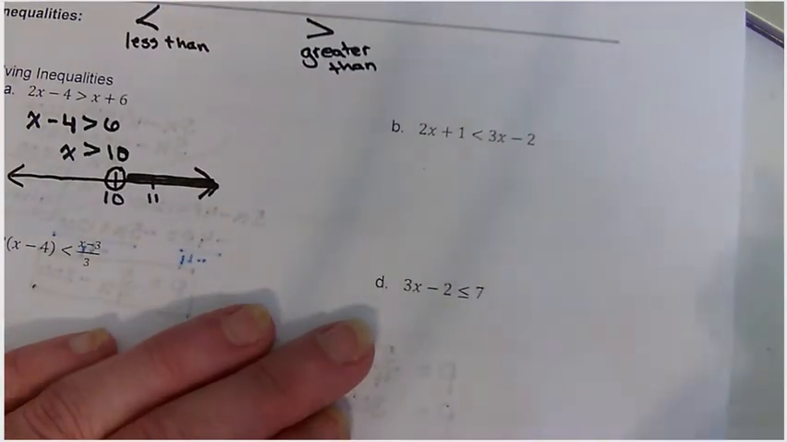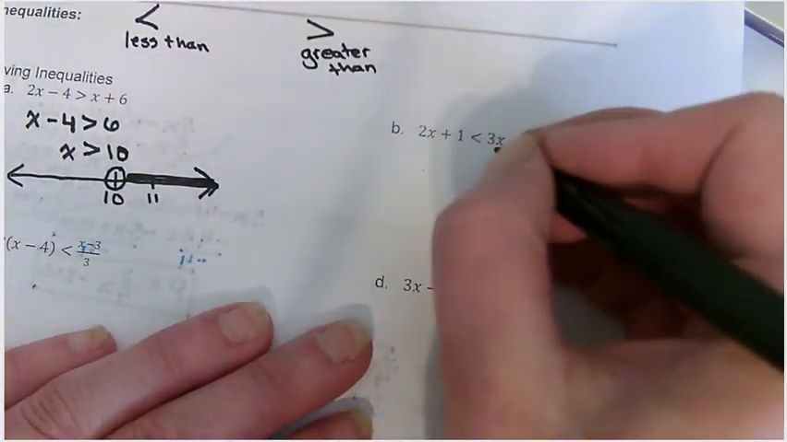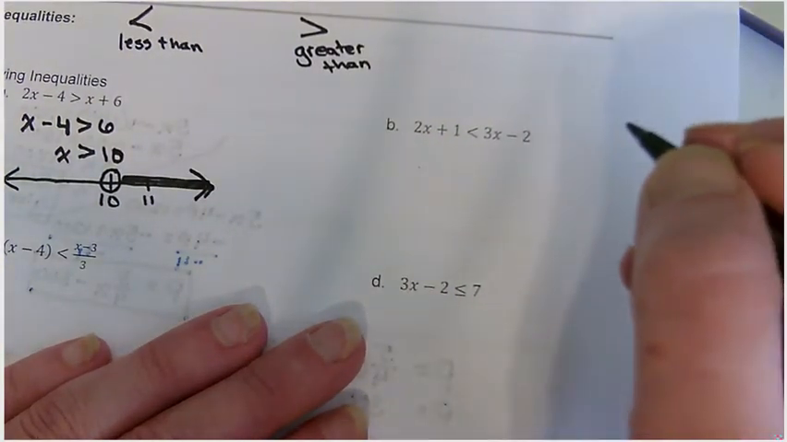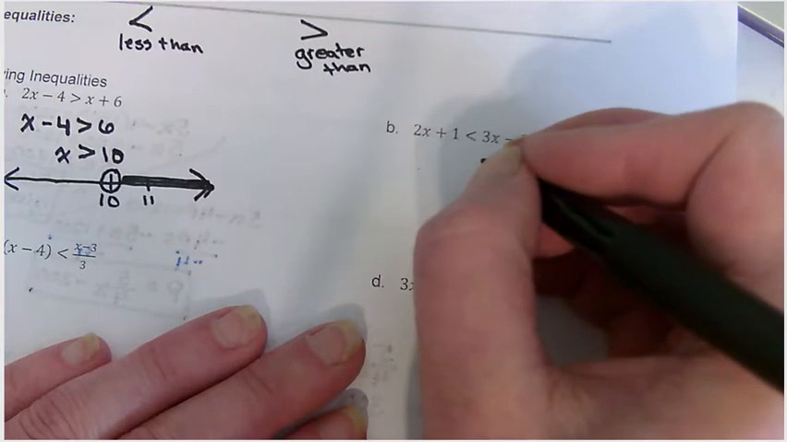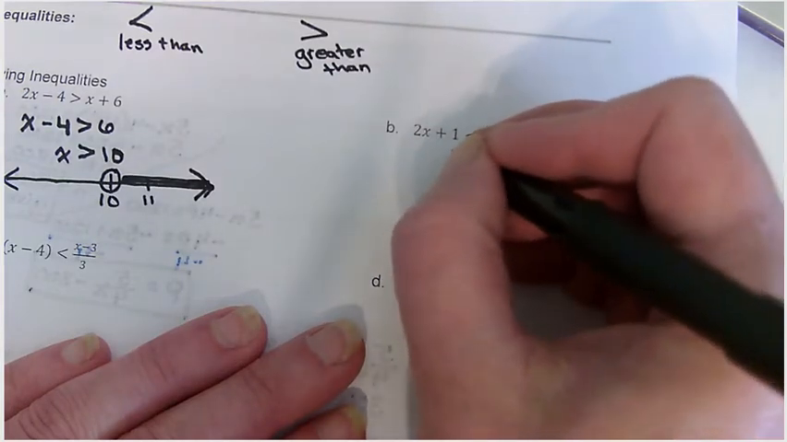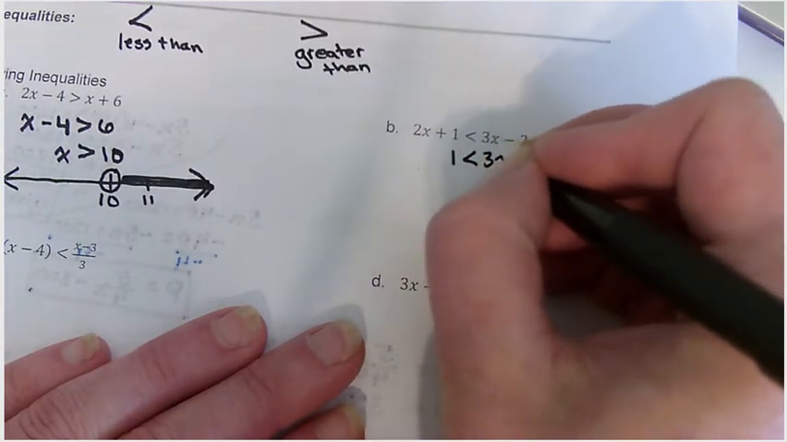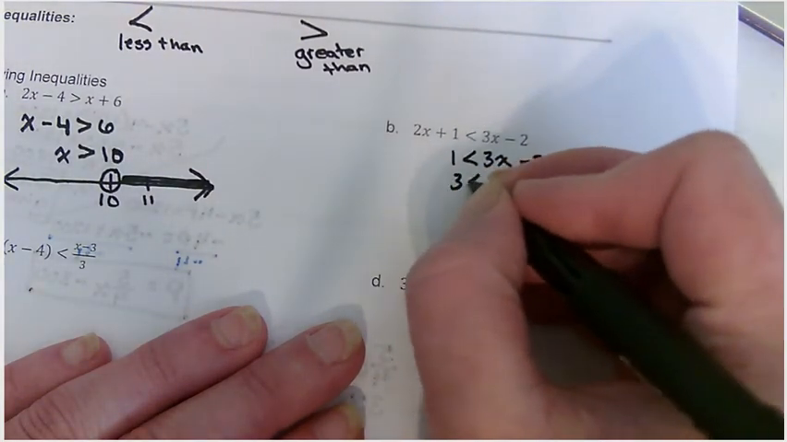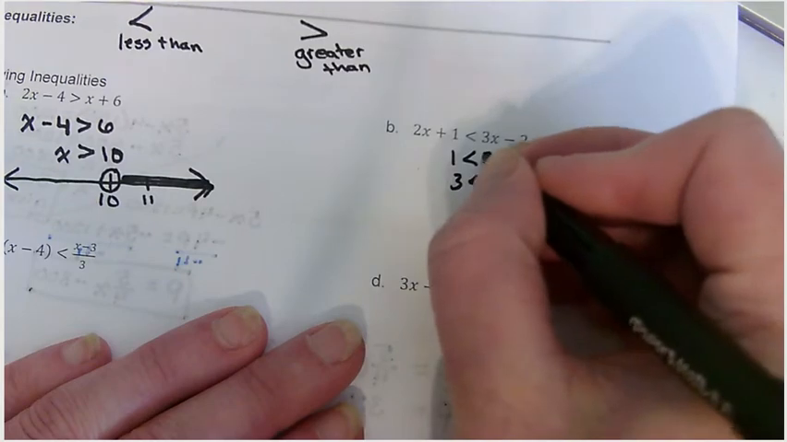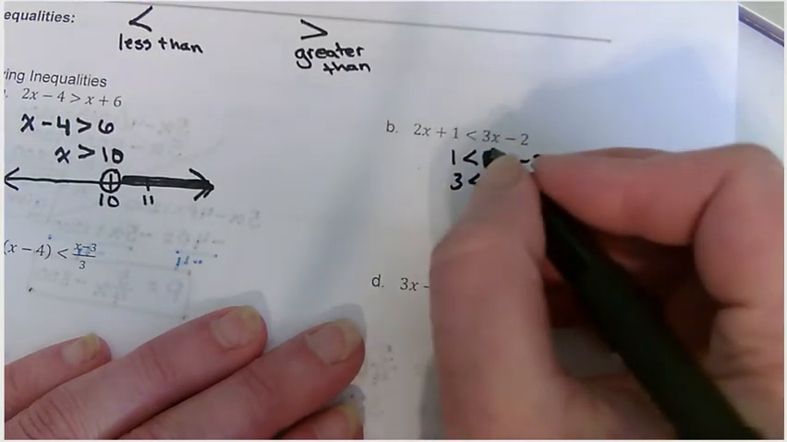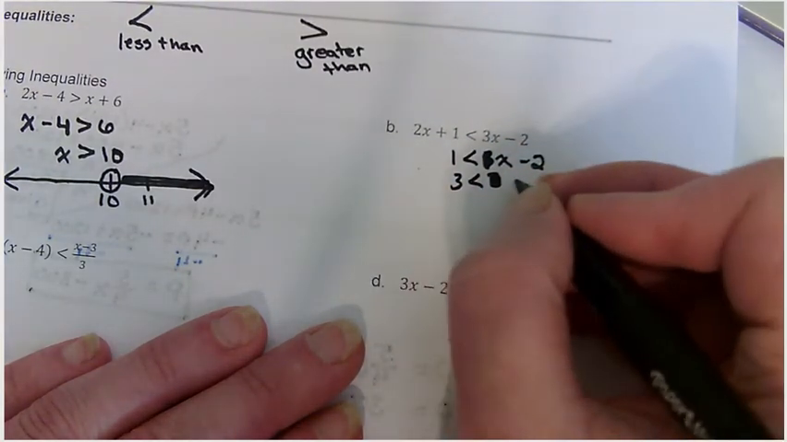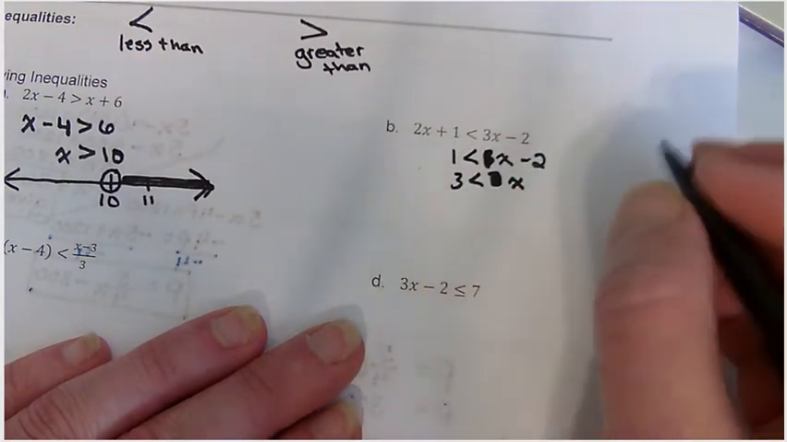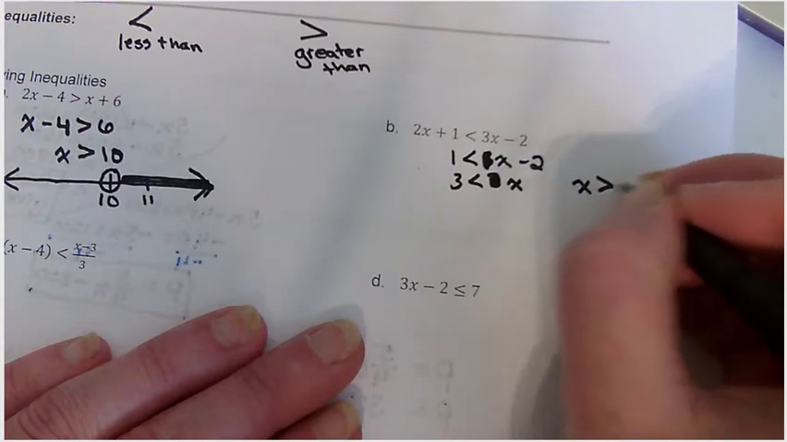Okay, next one. Let's see. I'm going to subtract 2x from each side and get 1 is less than 3x minus 2. Add the 2, I get 3 is less than, oh, that wouldn't be a 3 anymore, would it? If I subtract 2x from 3x, I'd have 1x. Silly rabbit. 3 is less than x. In other words, x is greater than 3.